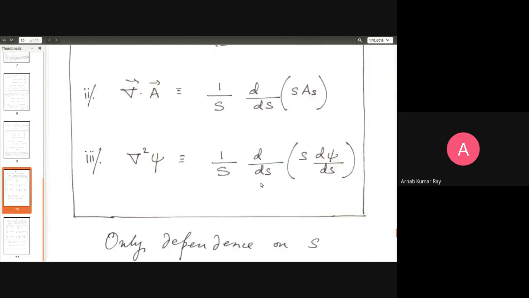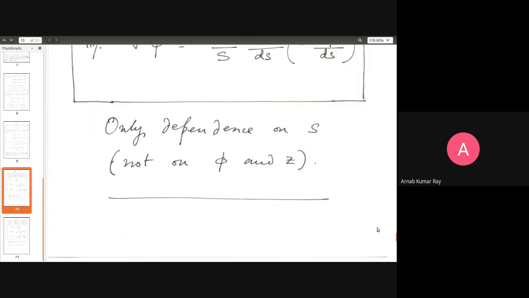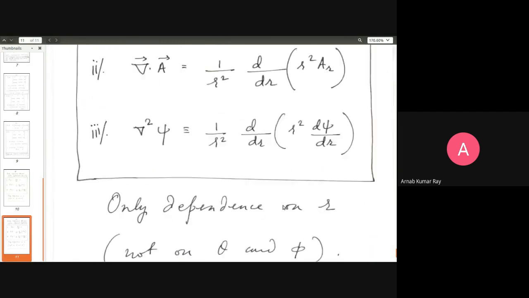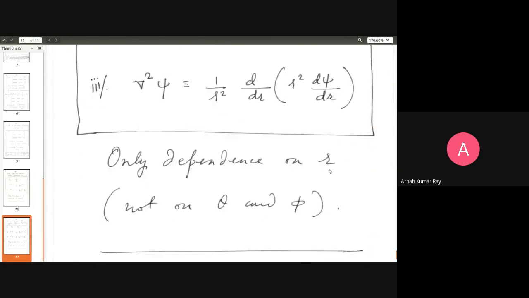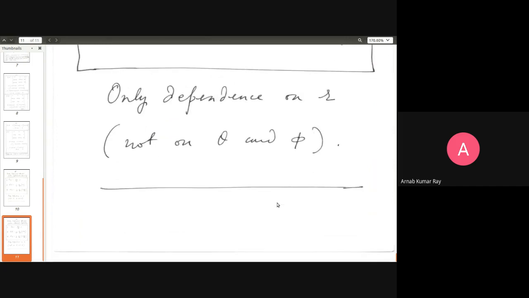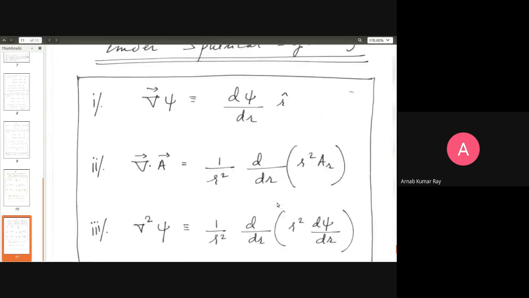I told you magnetic field lines depend only on S in the cylindrical coordinate system, not on phi and Z. And similarly, electric field lines depend only on the radial coordinate R, not on theta and phi. That's the reason why it will be easier for us to work out the mathematical problems in these new coordinate systems. Remember, all coordinate systems are equivalent to one another, the Cartesian, the cylindrical, and the spherical.